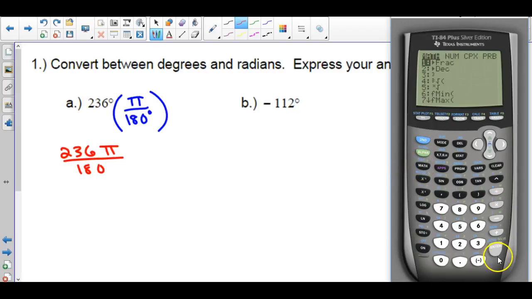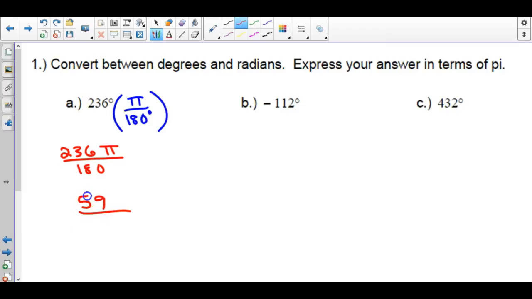You hit math, first option is frac, meaning I'm going to turn it into a fraction, and this is going to express my fraction in lowest terms. You just have to remember to bring the pi over. So 59 over 45 is the reduced fraction, so 59 pi over 45 radians would be our answer. And we'll do the same thing for the next couple of these.